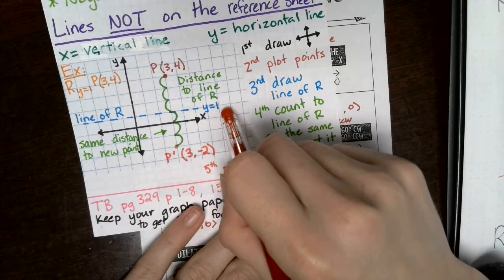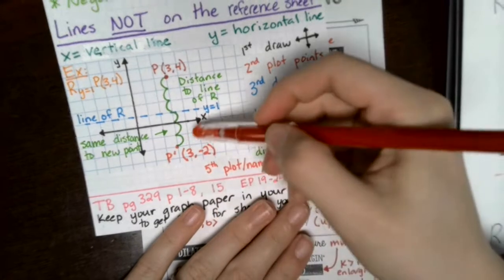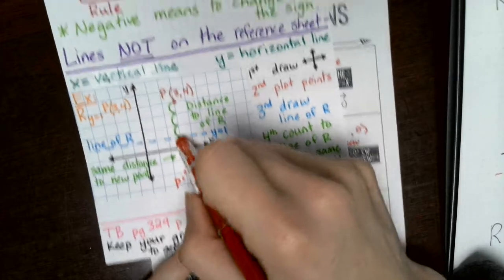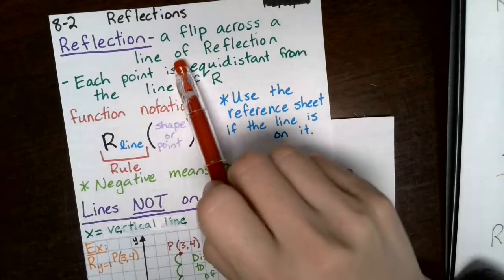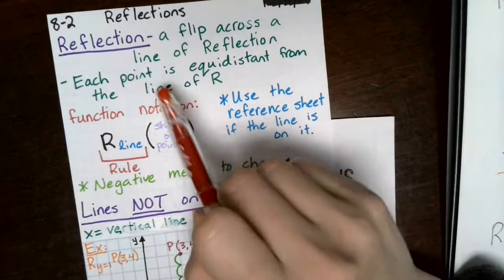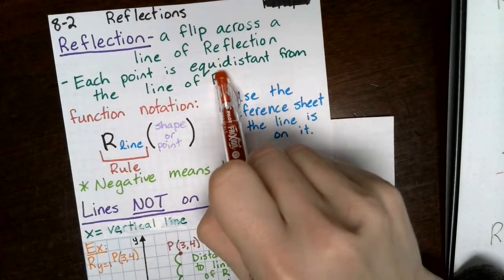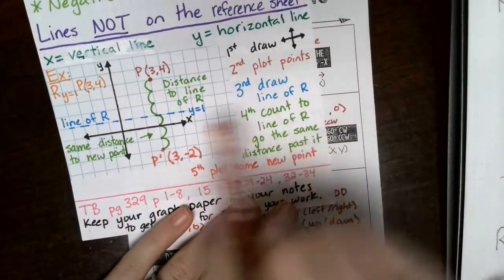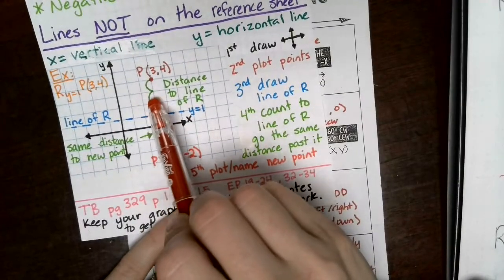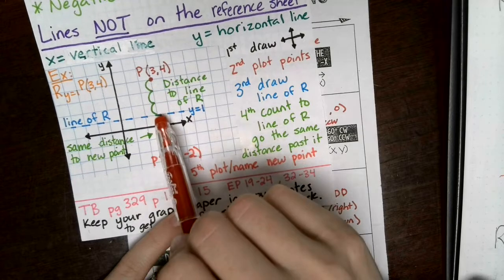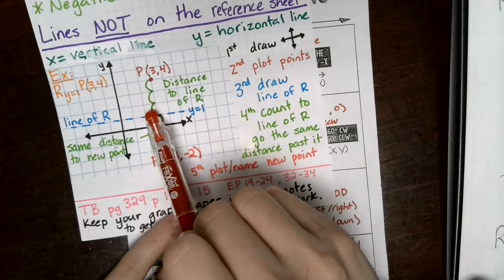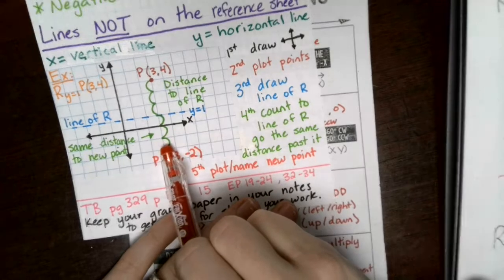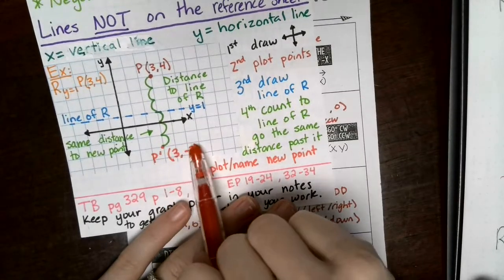Now, the most important step, and this is how we actually reflect over this, we're not reflecting over the x-axis. We're reflecting over this line. And because of reflections, it's a flip across the line of reflection. Each point is equidistant. They are equal distance to the line of reflection, which means if I count 1, 2, 3, that's how far away this point is from the line of reflection, I can go 1, 2, 3 past the line of reflection, and that is my new coordinate.